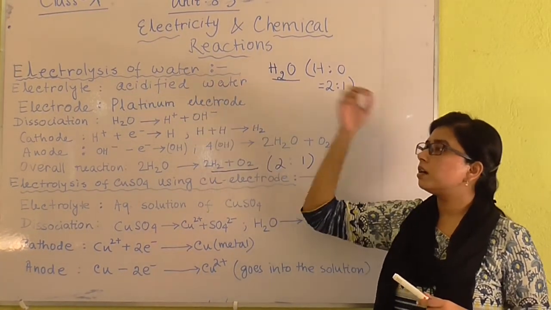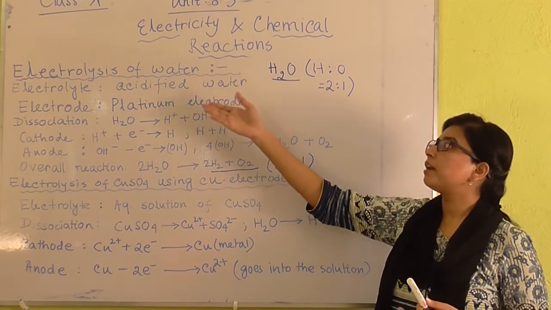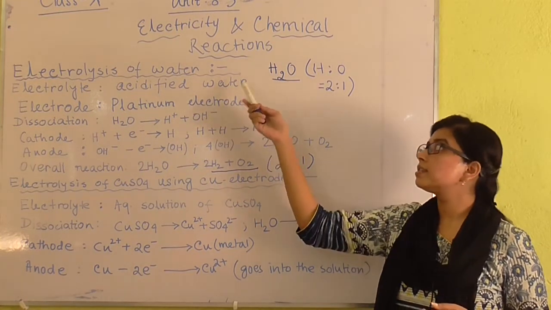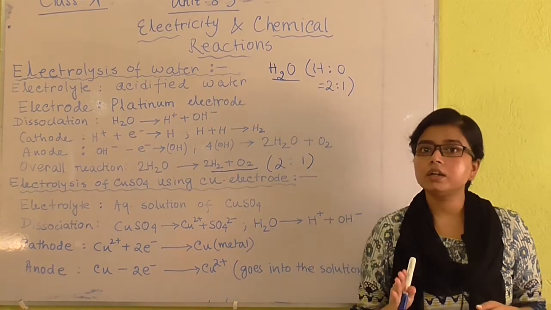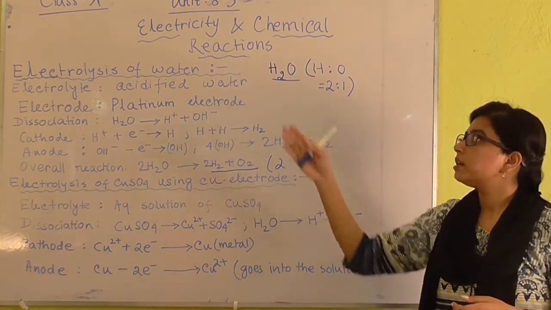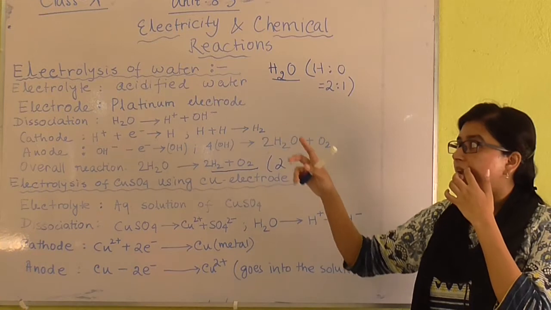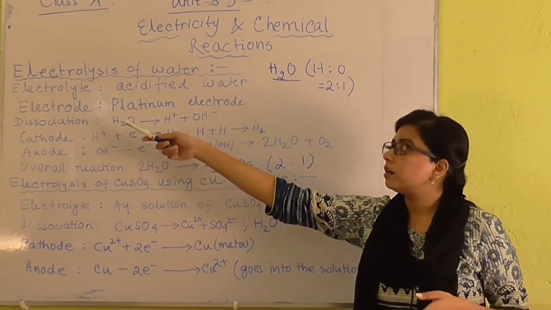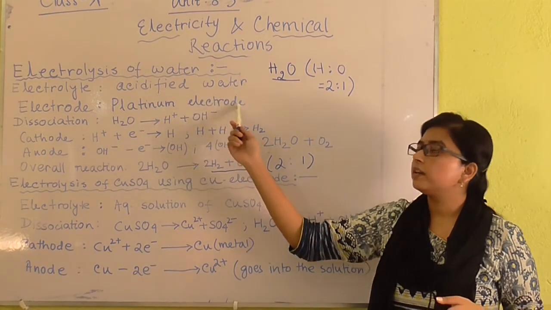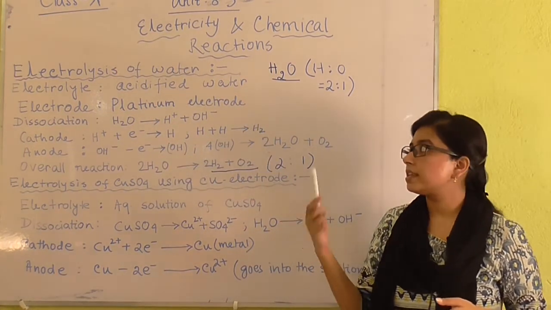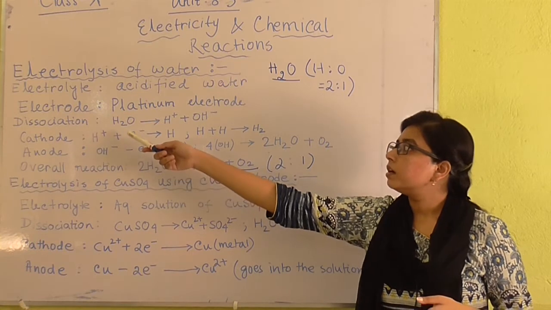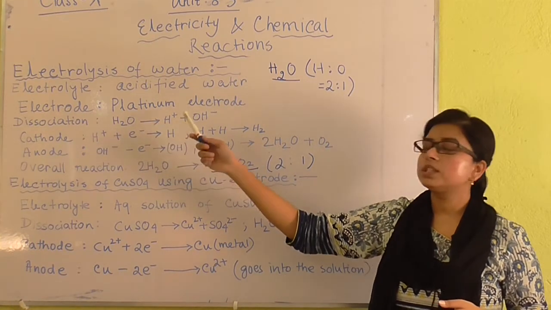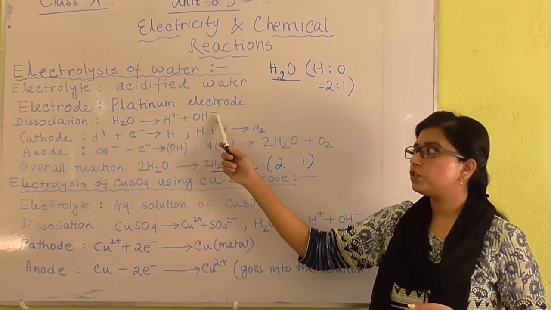According to the rule, we have to take acidified water, as pure water is not a good conductor of electricity. So that's why we have to add the acid. According to the previous discussion, we have to take electrodes there, and we have taken platinum electrodes as the cathode and anode. Then water will dissociate, producing H plus ion and OH minus ion.